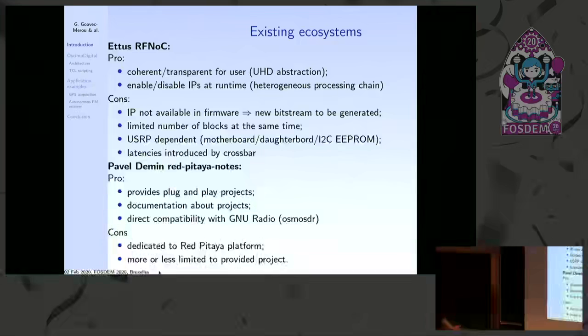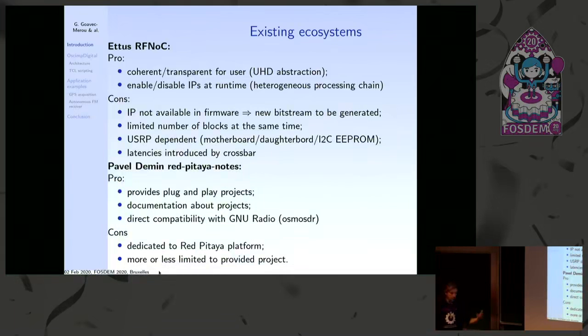It's not alone. There are other ecosystems. The first one, of course, is Ettus RFNoC, used in the USRP. It's a great thing because your USRP has a firmware like a toolbox with some IPs available to be used. It's possible to configure which processing is done in the FPGA and which in the CPU, just by adding an RFNoC block or a GNU Radio block.